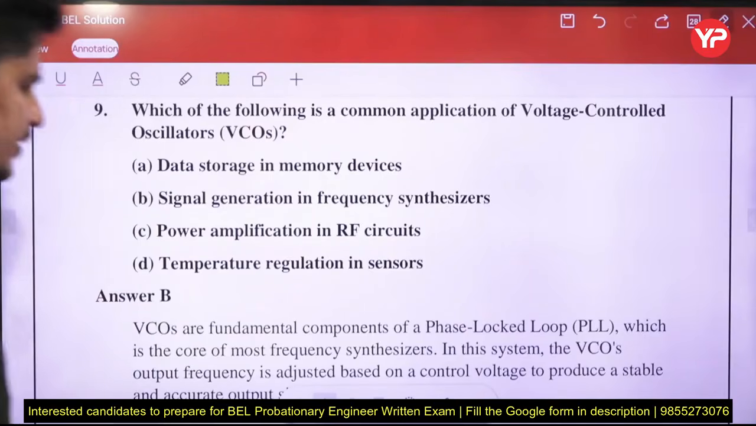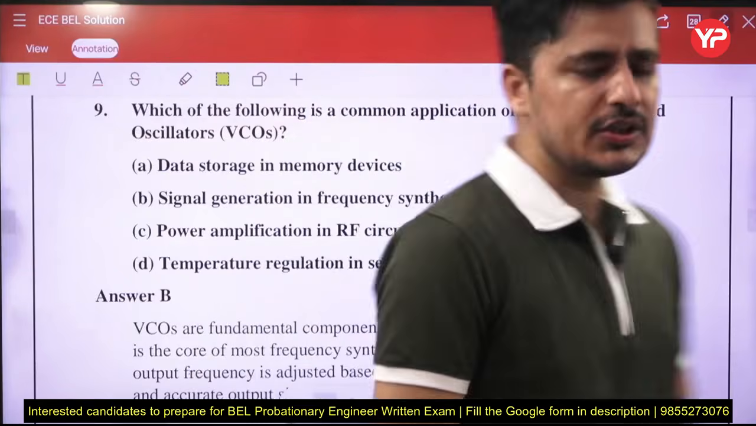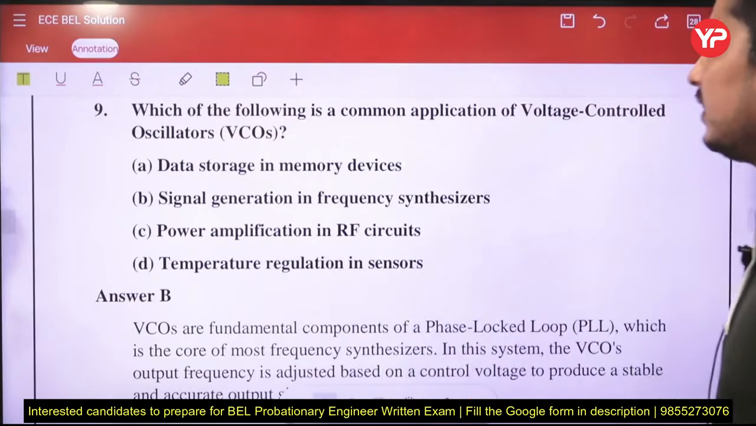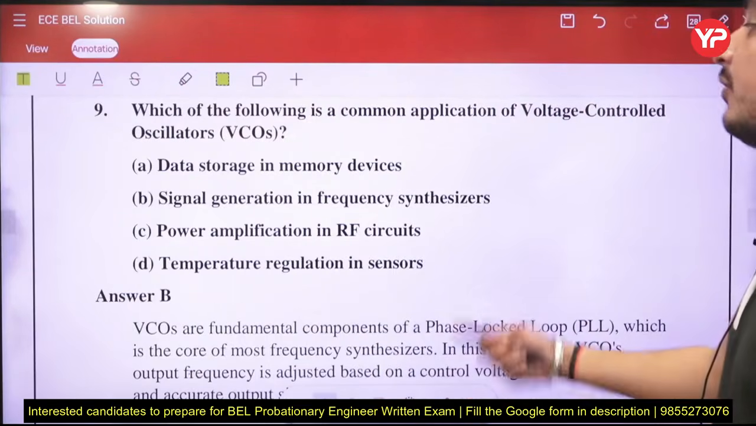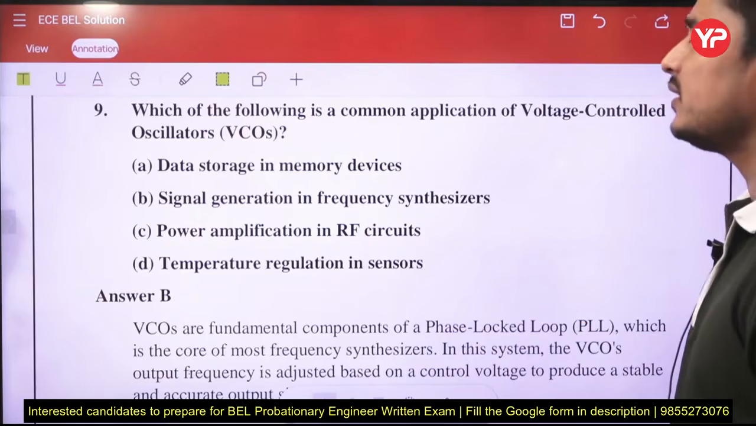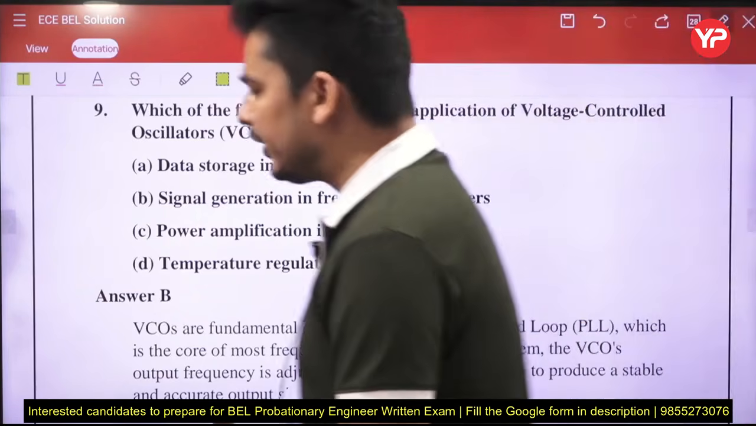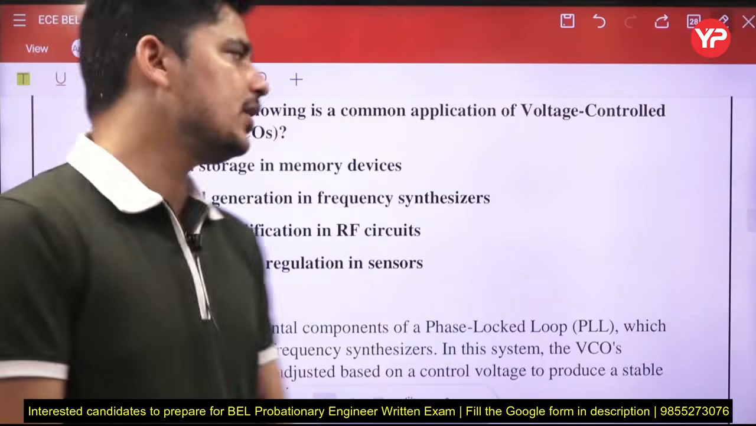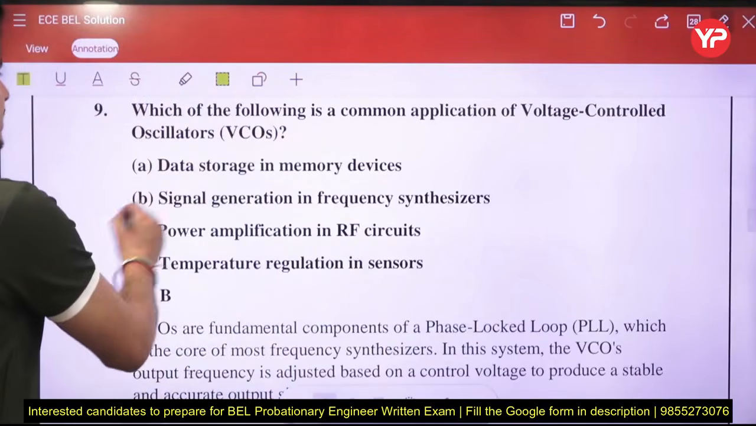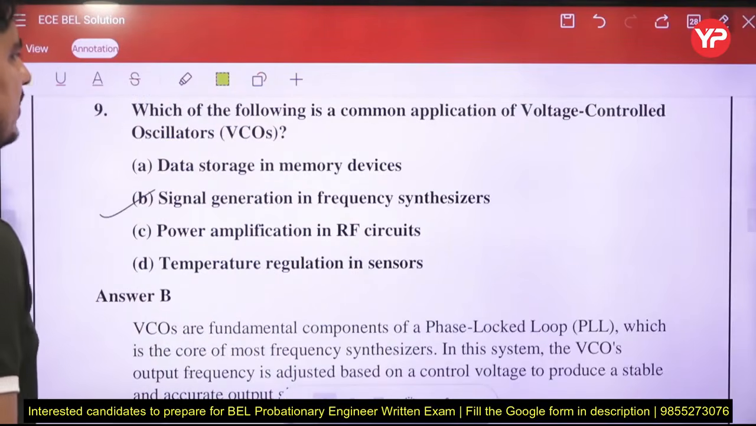Which of the following is a common application of a voltage controlled oscillator? Basically, a voltage controlled oscillator is generally used to generate signals, right? Signals in a frequency synthesizer. Generally, we use it in a phase locked loop, where we generate the frequency with the help of this VCO. So the answer will be signal generation in a frequency synthesizer.